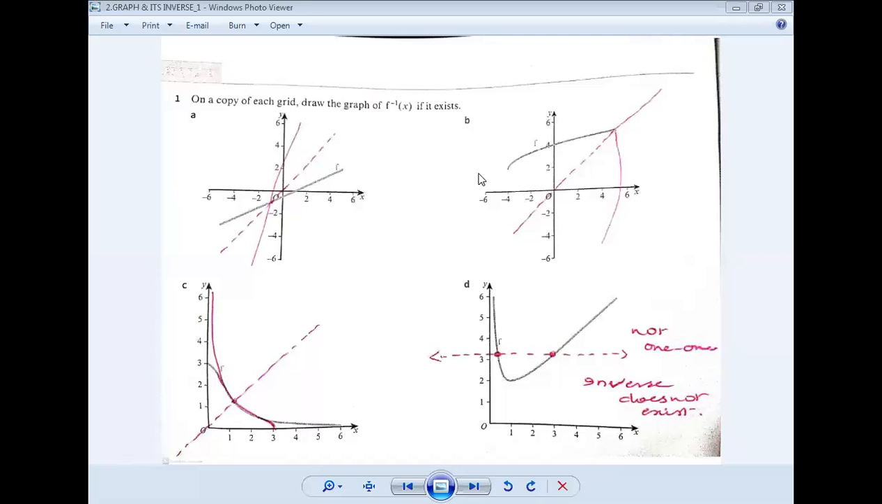See here, on a copy of each grid, draw the graph of f inverse if it exists. Okay now, suppose see here, I already told you. If you draw the graph over here, this f inverse function will be drawn. So how will you draw this one? See here, this is the given line. Okay, let me change this. This is the given line.